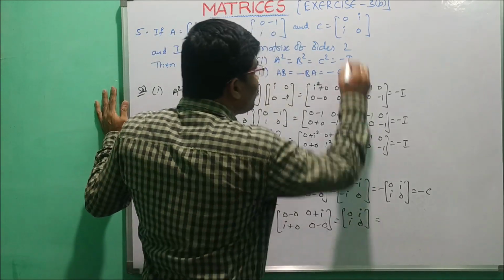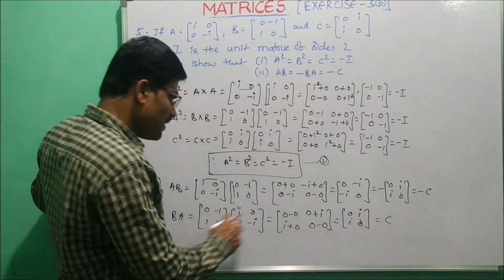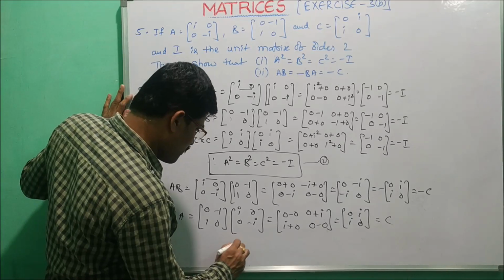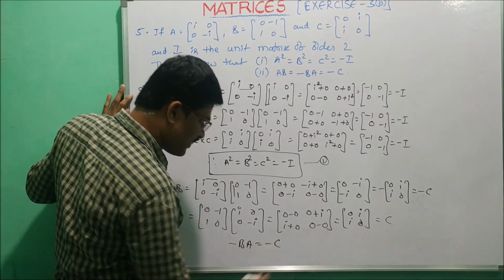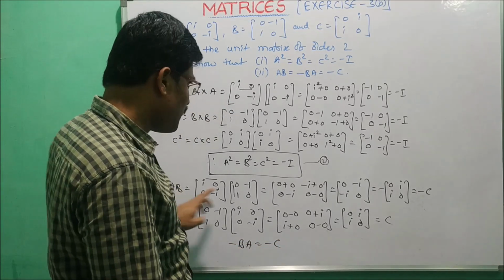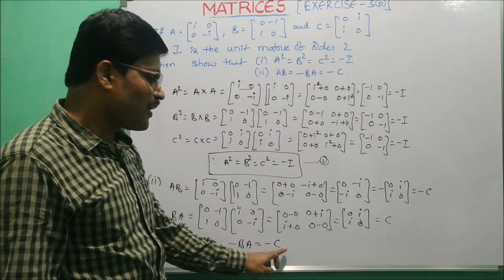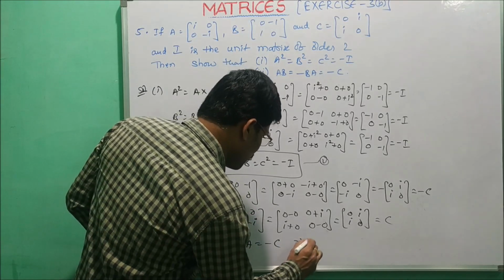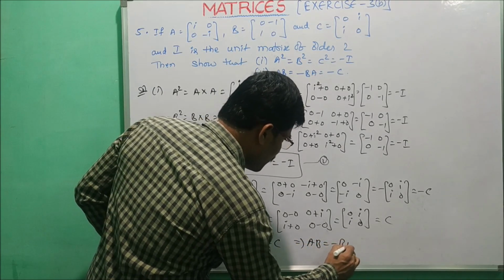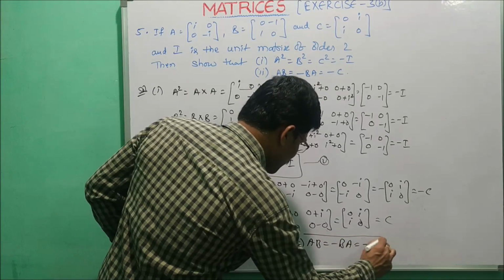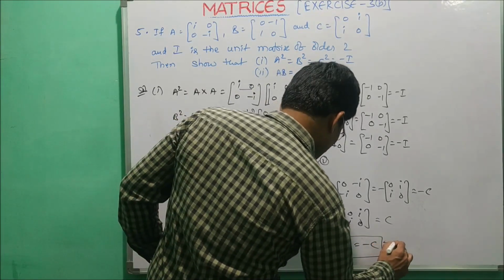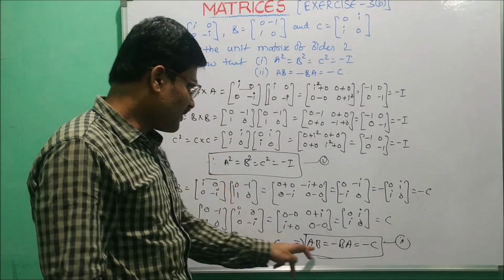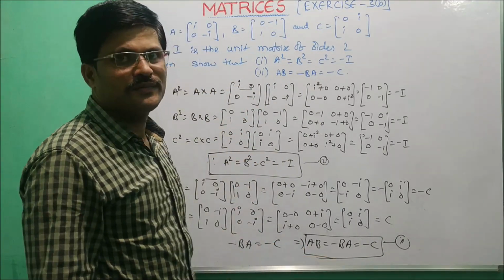Now 0 I, I 0 is equal to C. So BA equals C. So here multiply with minus: minus BA equals minus C. So in the first condition, AB equals minus C, and in that minus BA equals minus C. From these two, which implies AB equals minus BA equals minus C. This is the second condition. So already the first condition is proved, the second condition is also proved. This is the solution.